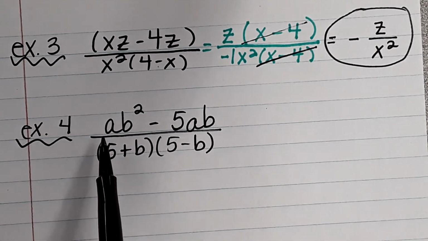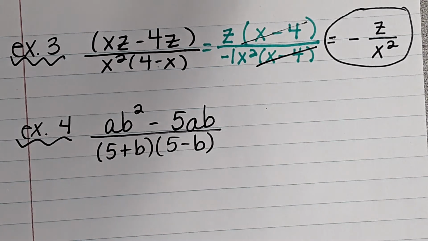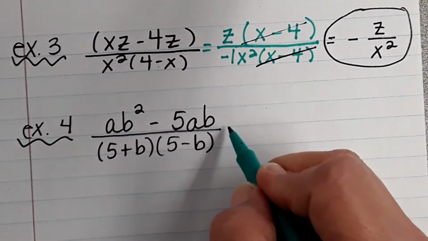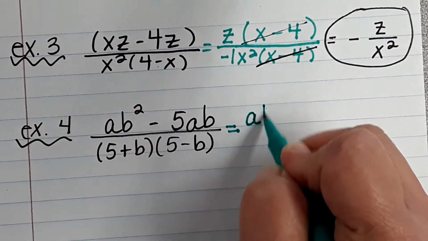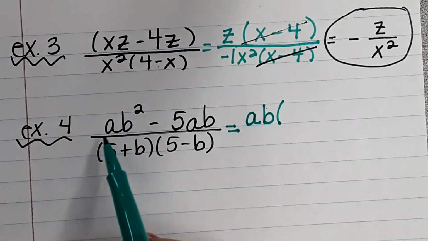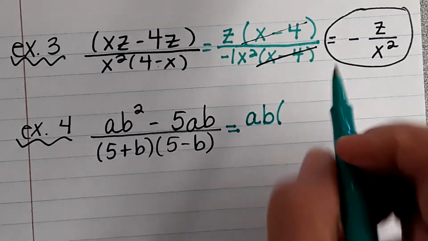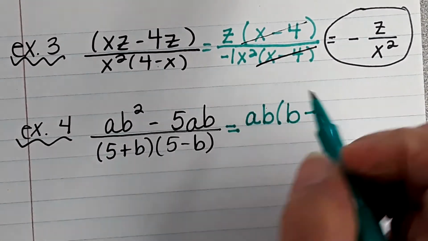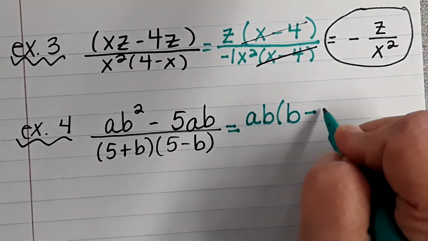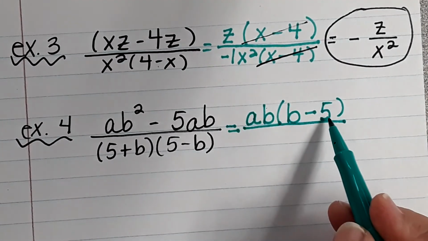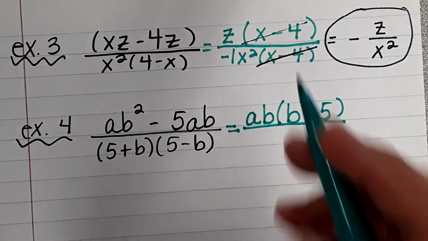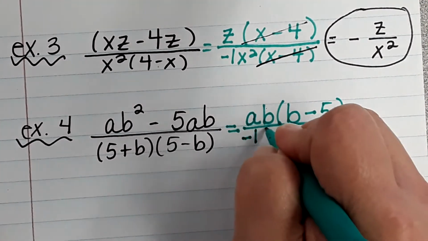Does the numerator have anything in common? What do they have in common? They have an A and B. So I'm going to pull out an A, and I'm going to pull out a B. In this one, if I pull out just an A and a B, I'm left with a B. I pulled out an A and B here, so I'm left with a 5. I told you, B minus 5, but I have a 5 minus B, so I'm going to put a negative 1 in front.